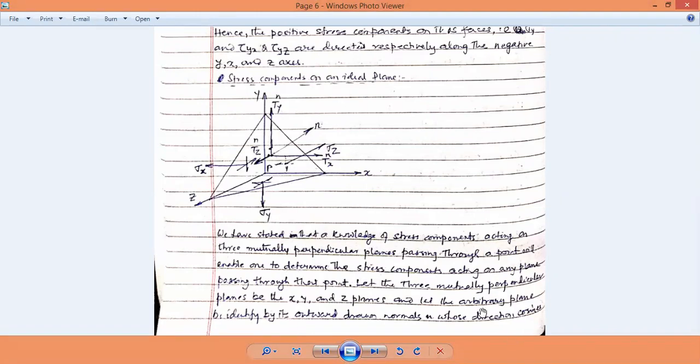Now let the three mutually perpendicular planes be the x, y, and z planes. And let the arbitrary plane be identified by the outward drawn normal n, whose direction cosines are nx, ny, and nz. So what we get? Three mutually perpendicular planes, this one and this one. That can be the x plane, that can be the y plane, and that can be the z plane itself.